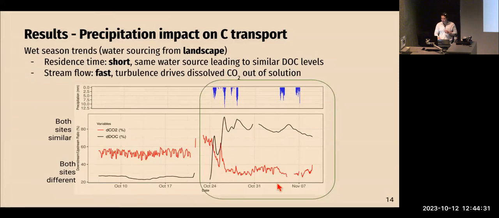So this explains the high ratio of dissolved organic carbon, as there's not a lot of time for microbes to process these sugars. And because it's more turbulent, with more fast flow, it drives all the dissolved CO2 out of solution, as we expect.